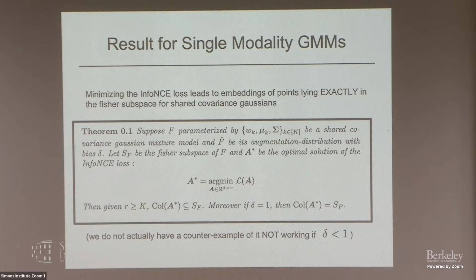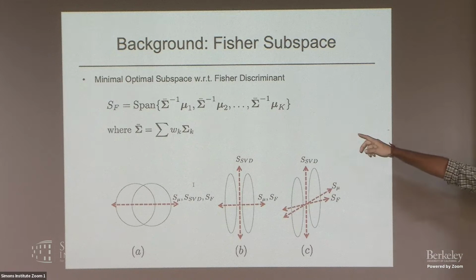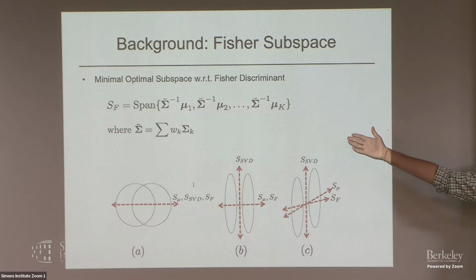So we are in this pancake style setting, but essentially, like the A star that was recovered, suppose the sigmas were all identical, then it can be the span of the mus. Right? Because the Fisher subspace is sigma inverse mus, right? So if sigma is identity, it's just the span of the mus. But if it's identity, even like PCA or whatever, like SVD based subspaces.